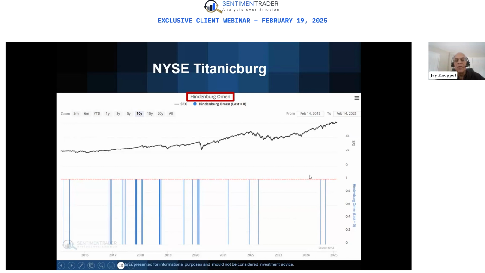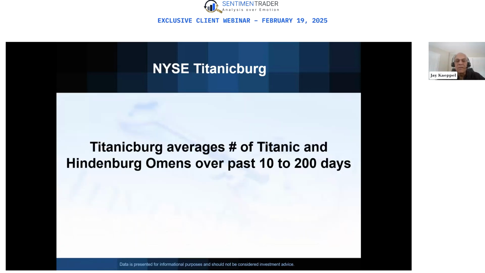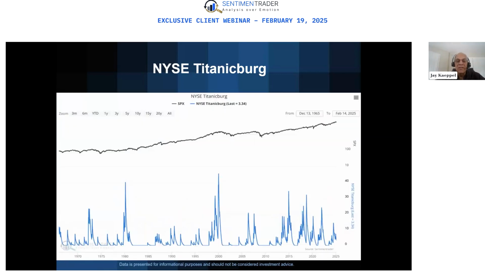So from there, we take those two items, the Titanic syndrome and the Hindenburg omen, and basically it's a little bit of hieroglyphics, but the average over the last 10 to 200 days. And what we get looks something like this. This is the Titanicburg, as I call it, indicator, and basically spikes suggest churning in the market and suggest that things maybe are not as good as they look.